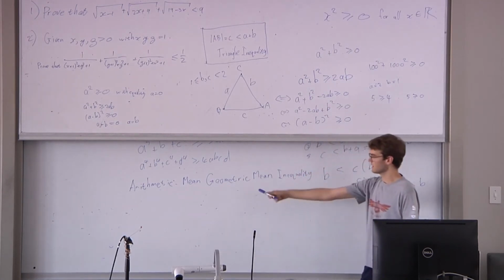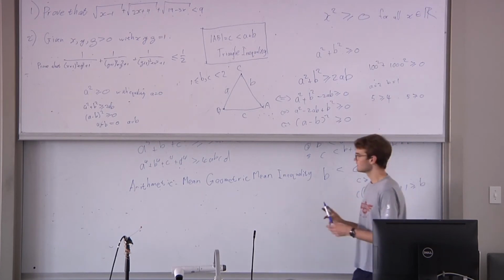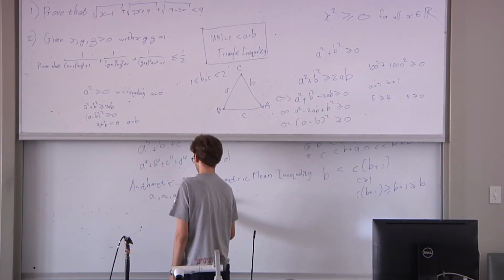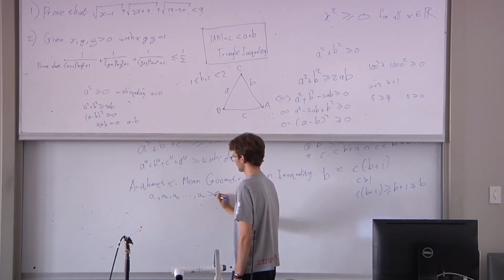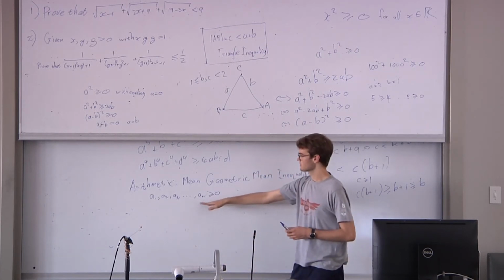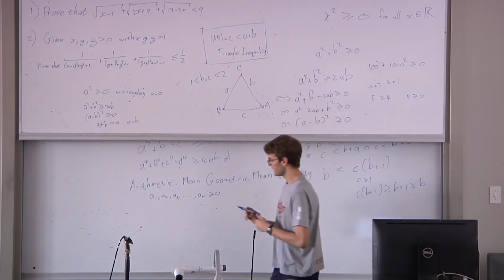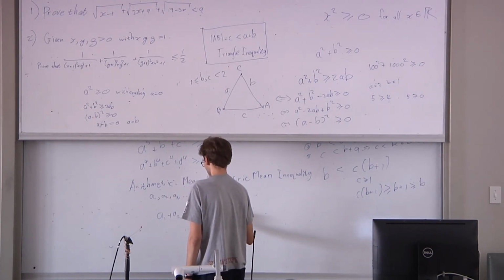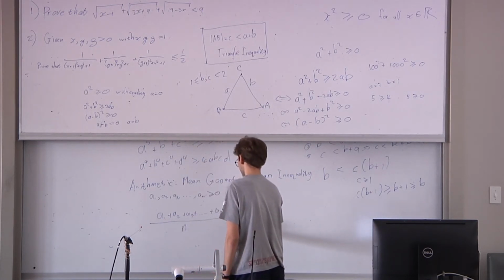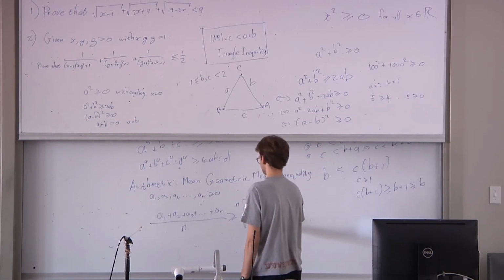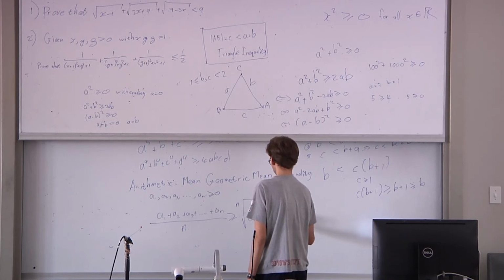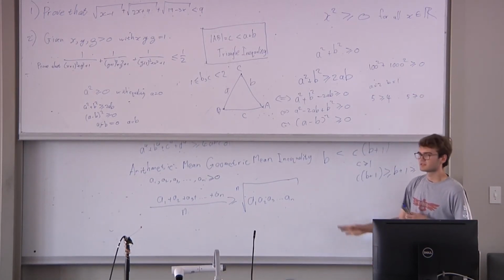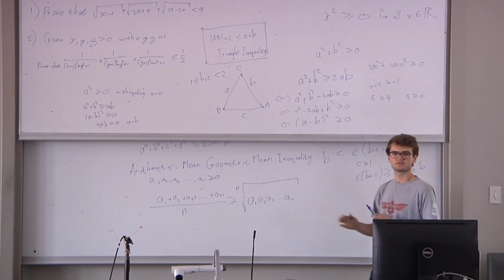Okay. So the arithmetic mean geometric mean inequality says that if you have A1, A2, A3 up until AN being greater than or equal to 0, where all of those values are positive real numbers, then A1 plus A2 plus A3 plus and so on until AN, divided by N, is greater than or equal to the nth root of A1, A2, A3 multiplied together until AN. Okay?